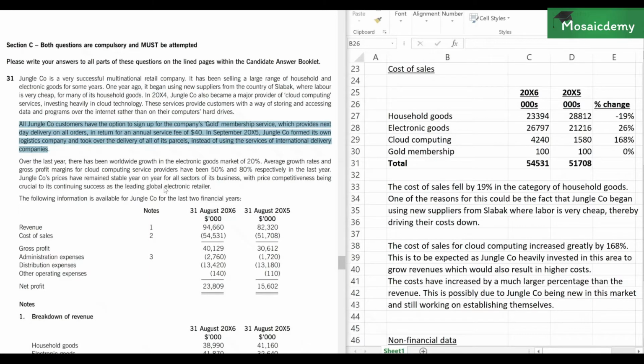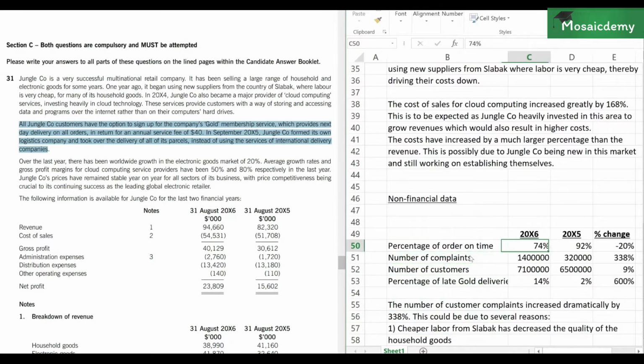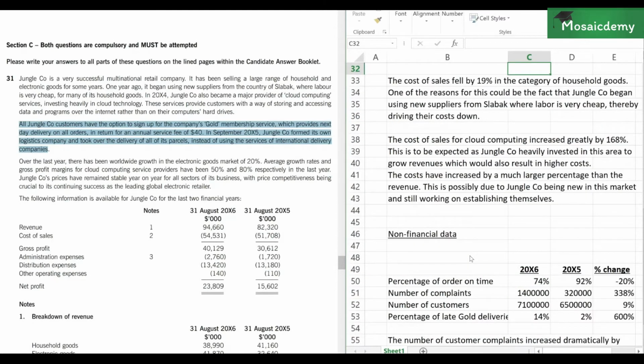Okay, so last year they formed their own logistics company and now they handle their own deliveries, and we can see that that has resulted in lots of late deliveries. The percentage of orders on time has fallen to 74% from 92%. Complaints have gone up and late deliveries have gone up significantly as well. And of course, that's expected. International delivery companies, well established, working for years, have more experience and will be more efficient than someone who's just entered the market last year. So we can make that point as well.